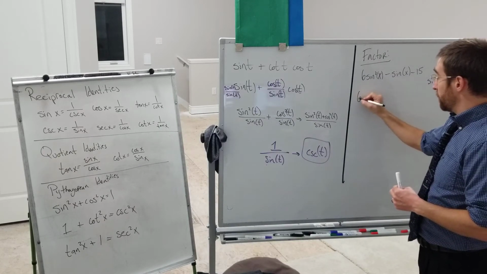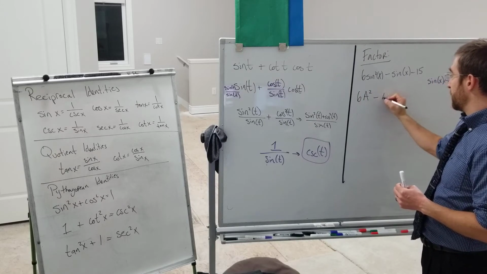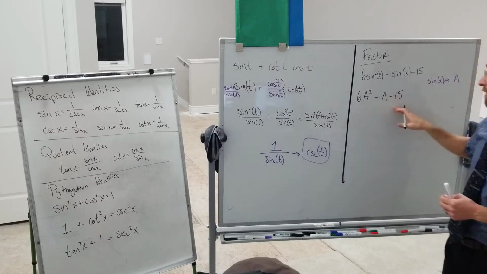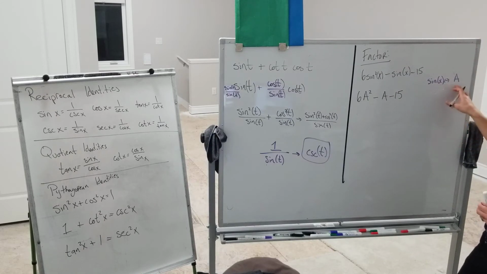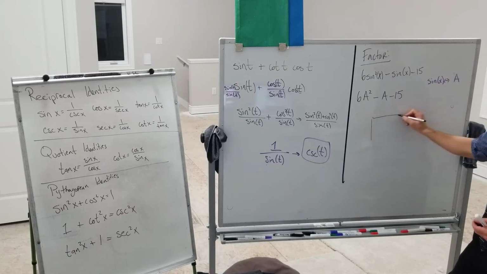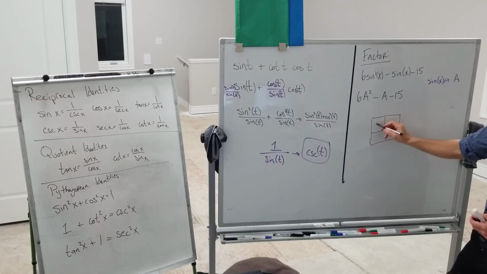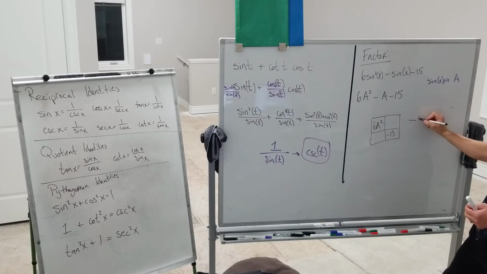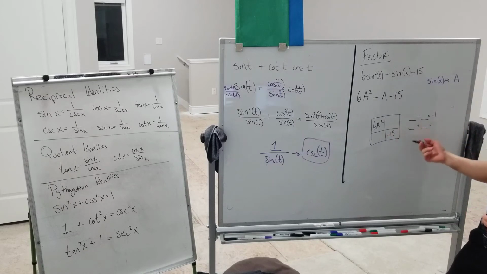So what I'm gonna do is I'm gonna go, what about this problem? 6a squared minus a minus 15. Can I factor that? Right, I'm just replacing the sine of x with an a. Well, if I draw my rectangle, or my area diagram, 6a squared goes here, negative 15 goes there. I need two numbers that add to negative 1 and multiply to whatever 6 times 15 is. Well, that's 90, right? Negative 90. So I need two numbers that multiply to negative 90 and add to negative 1. Hey, how about negative 10 and 9?